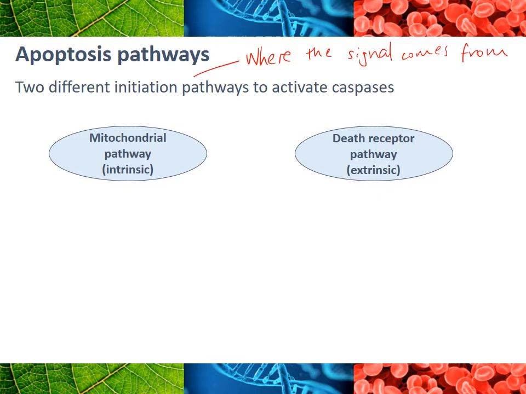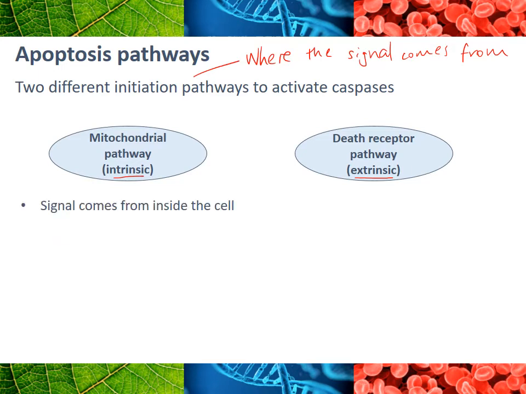One is called the mitochondrial pathway, and that is also known as the intrinsic pathway. You should have both written down because both of these terms come up. The other is called the death receptor pathway or the extrinsic pathway. Remember, what we're talking about here is where the initial signal comes from. So we'll look first at the mitochondrial pathway.